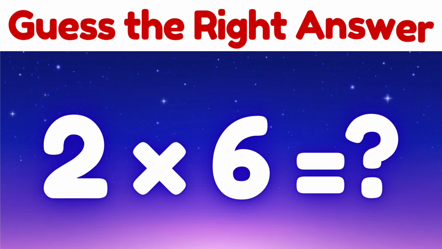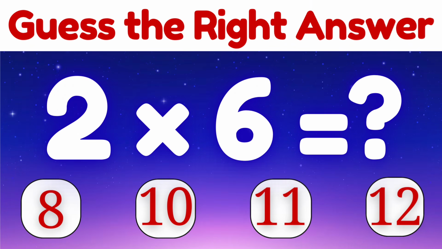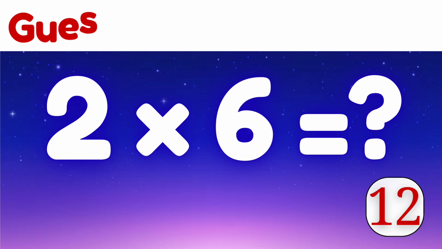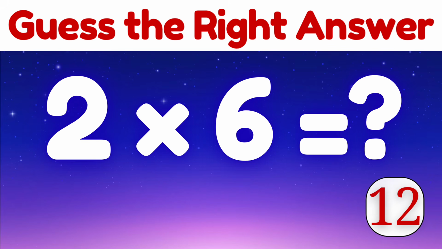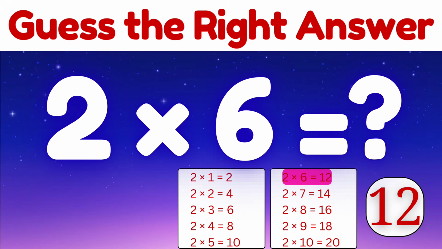Let's try the next one. What is 2 times 6? Let's check the options. Is it 8 or 10 or 11 or maybe 12? Think carefully. Yes, the correct answer is 12. Excellent work. 2 times 6 equals 12.